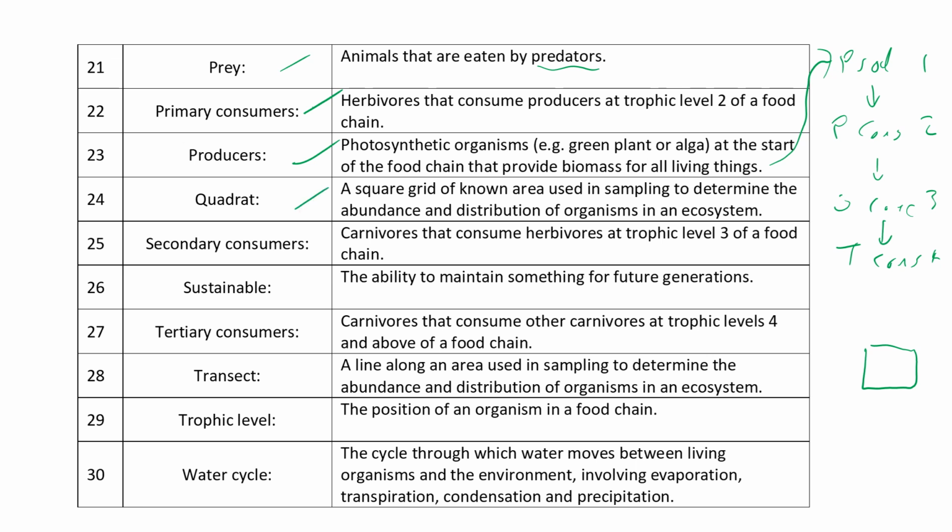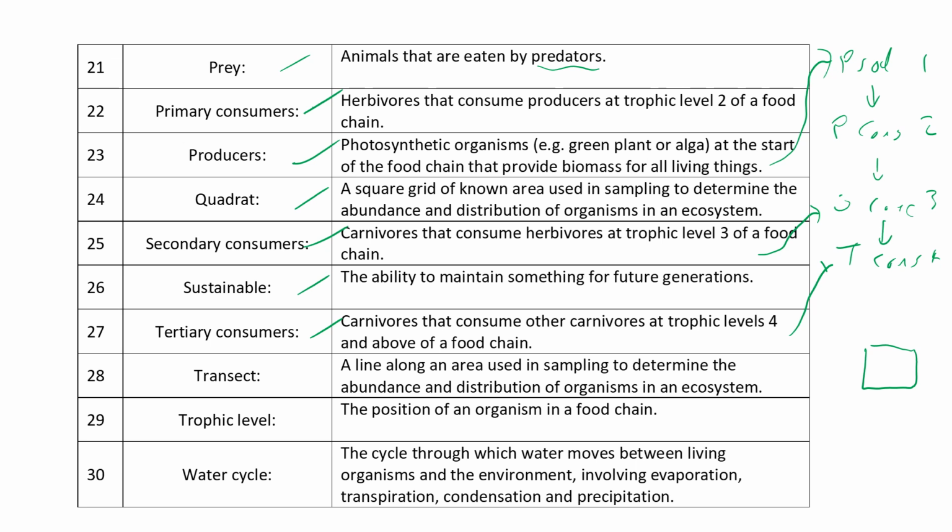Carnivores that consume herbivores at trophic level 3 of a food chain. There we go. Secondary consumer. The ability to maintain something for future generations: sustainable. So sustainable fishing is where you catch fish, but then you make sure that there's enough fish breeding to keep the population up. Carnivores that consume other carnivores at trophic level 4: tertiary consumer.